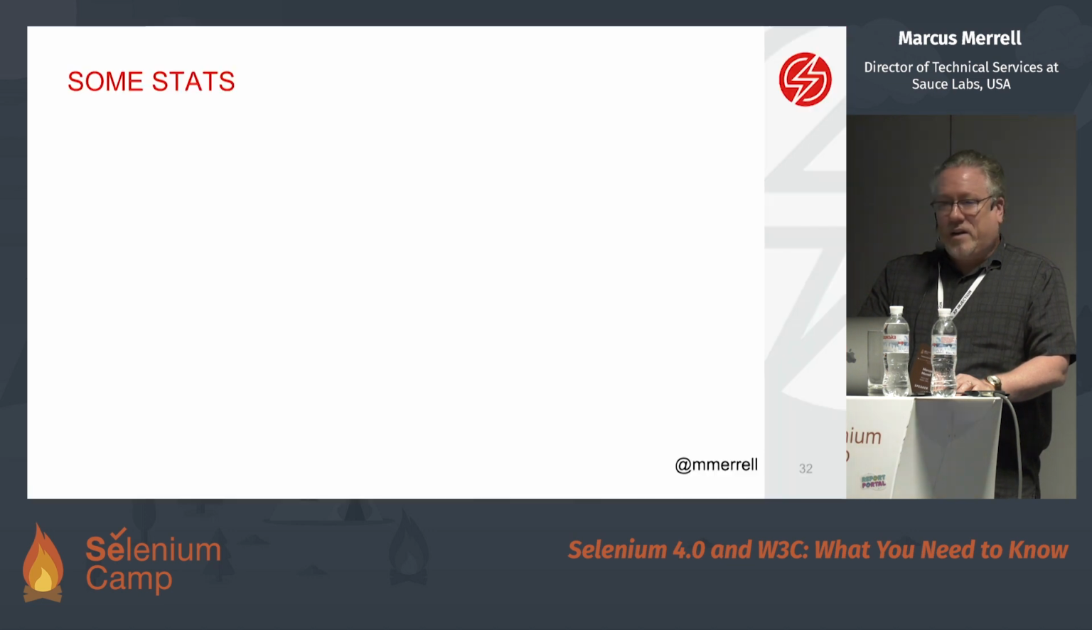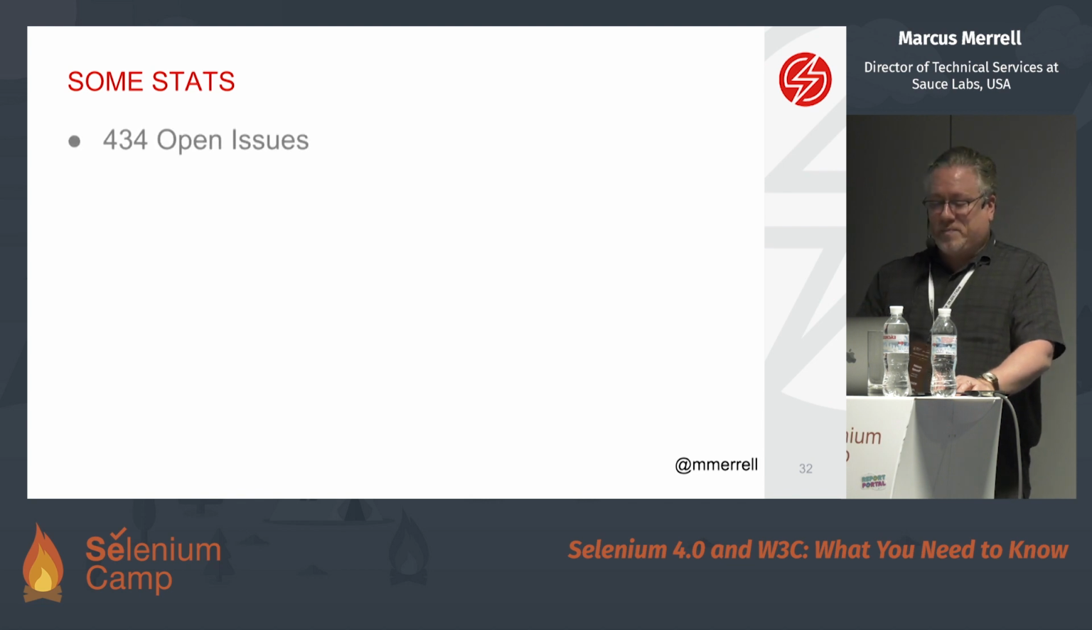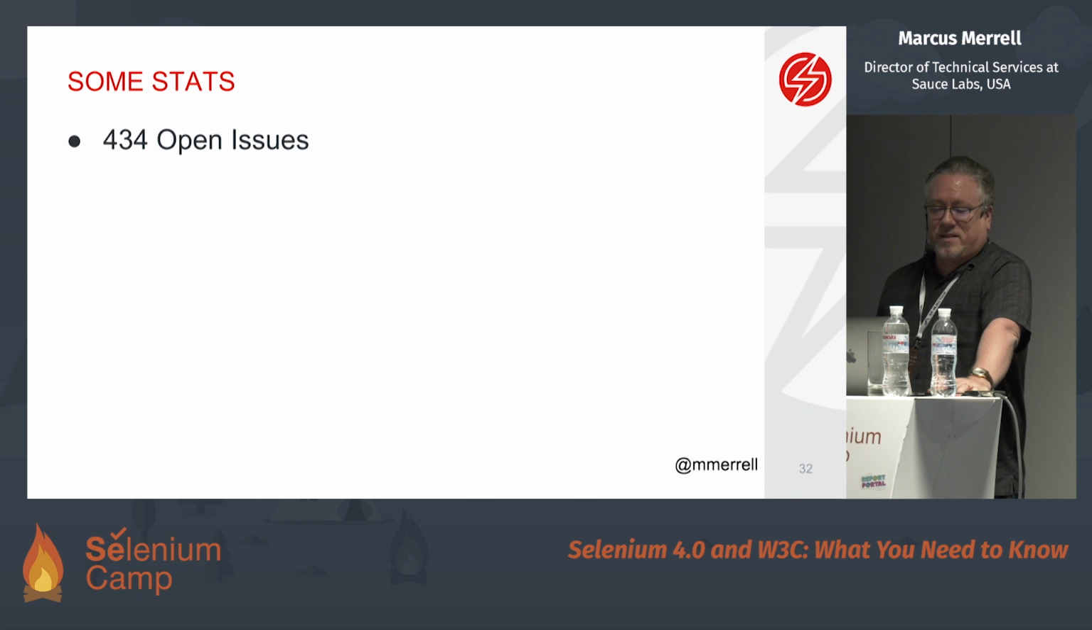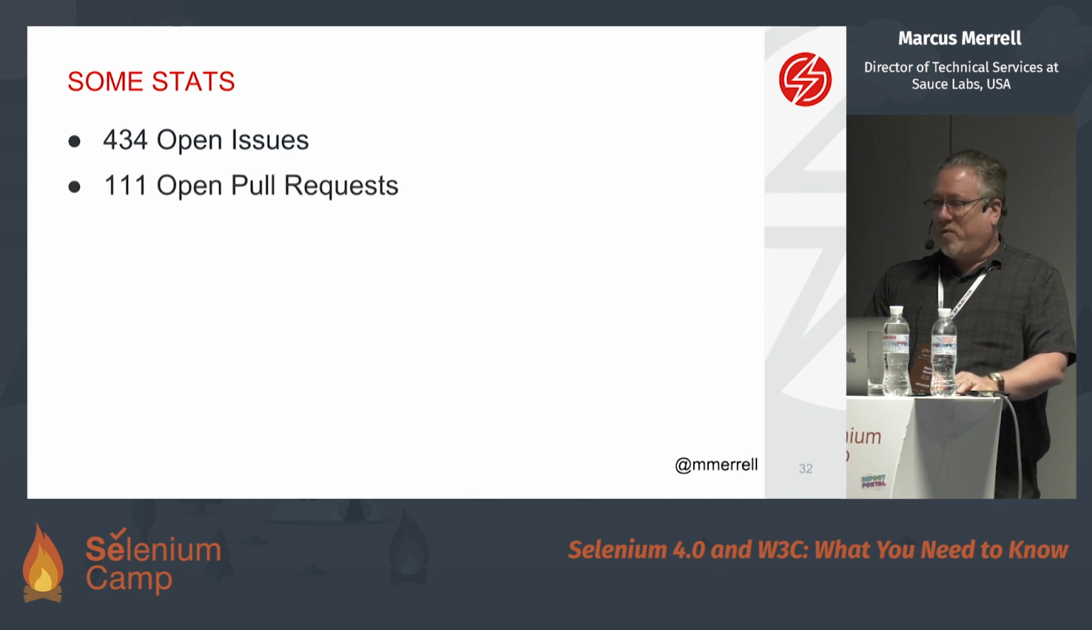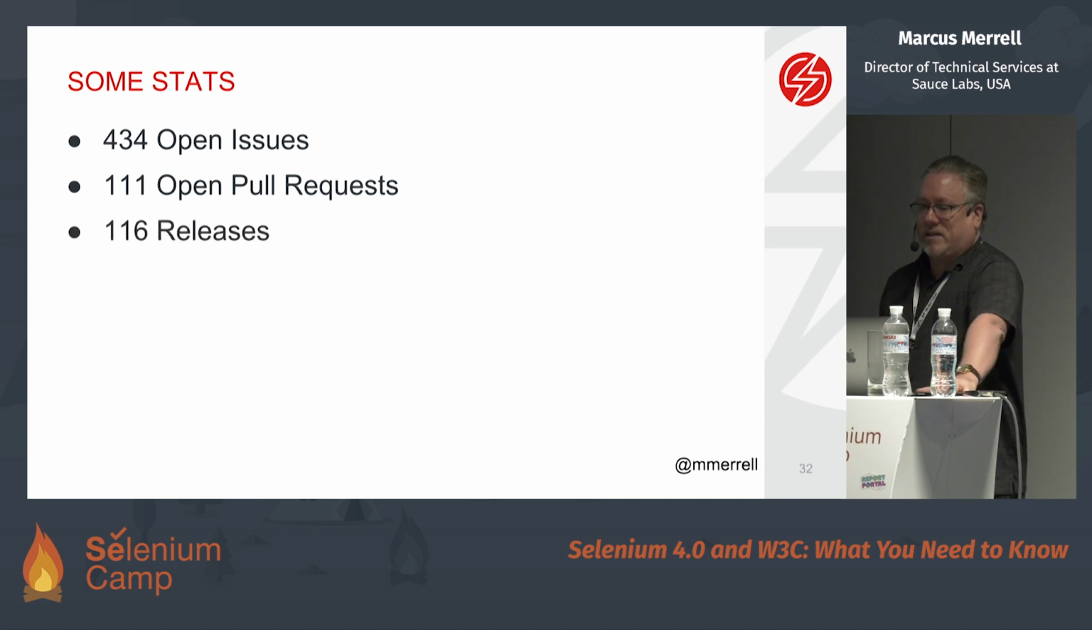So here's the part where I do a little bit of a guilt trip for everyone here to start getting involved in this stuff. Since Selenium was migrated to GitHub, probably 5, 6 years: 434 open issues. Those are not total issues, but open issues that could be fixed and worked on and triaged by anyone in this room. 111 open pull requests, waiting for reviews and waiting to be merged. 116 releases, several dozen just in the last year.